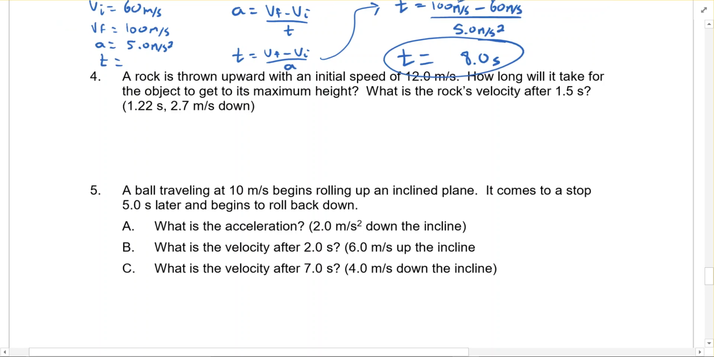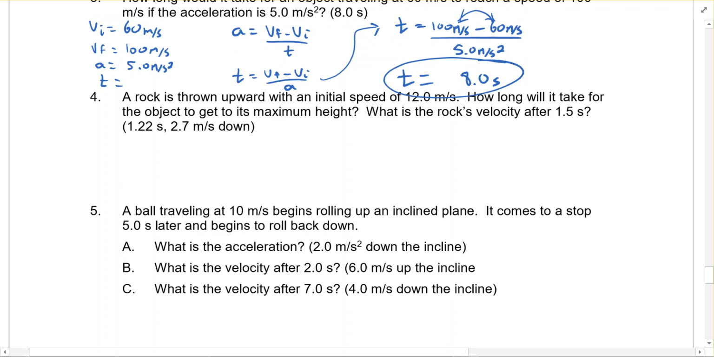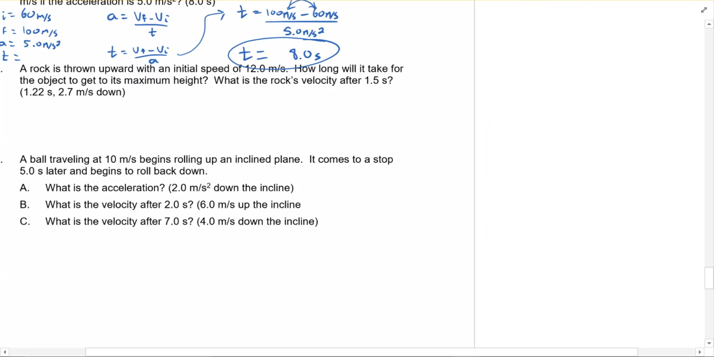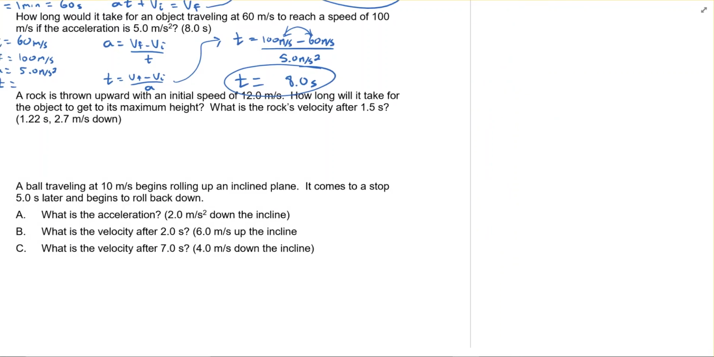Okay. Number 4, a rock is thrown upward with an initial speed of 12 meters per second. How long will it take for the object to get to its maximum height? What's the rock's velocity after 1.5 seconds? All right. I'm actually going to do this one over here a bit, maybe, so we zoom out, just so we have a bit more room.